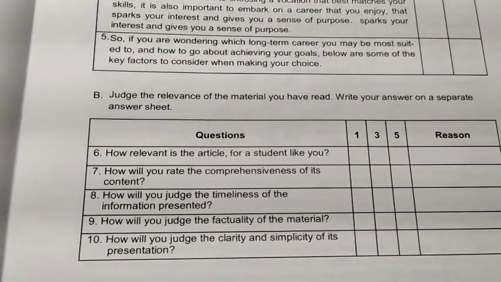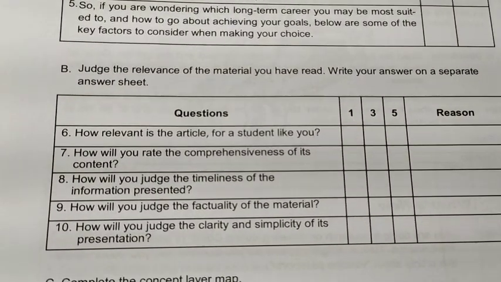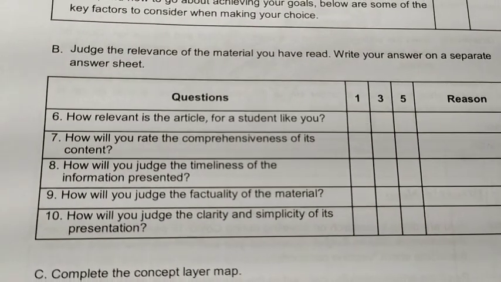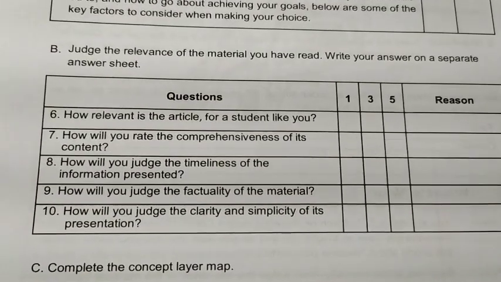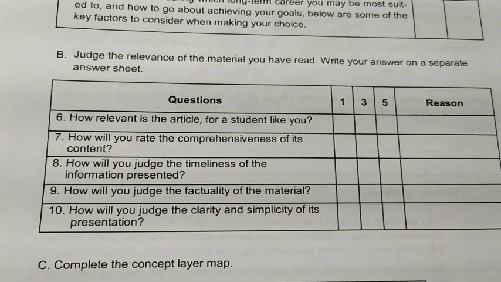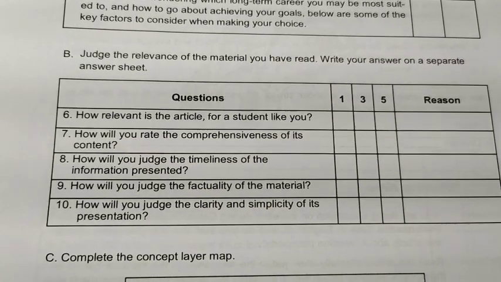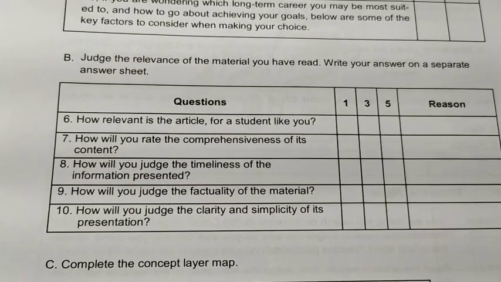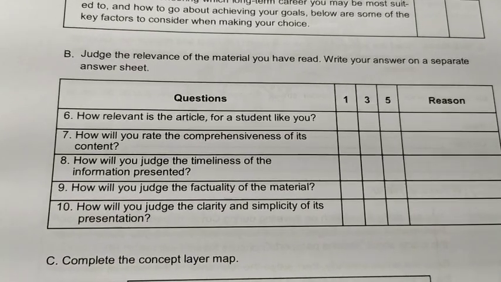Then, judge the relevance of the material you have read. Write your answers on a separate answer sheet. So, you will grade it 1, 3, or 5. Then your reason. How relevant is the article for a student like you? Or what is the importance? Is it important for a student like you? How will you rate the comprehensiveness? So when you say comprehensiveness, the details, the information which are really helpful to you. How will you judge the timeliness, or is it really connected and useful even at this time?